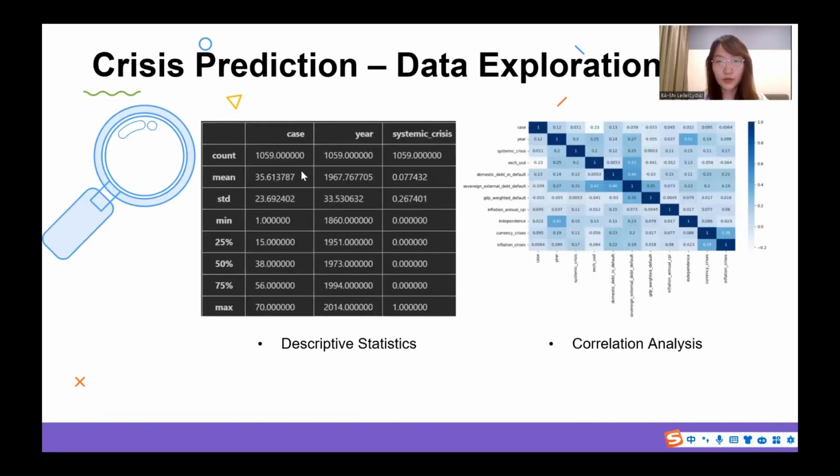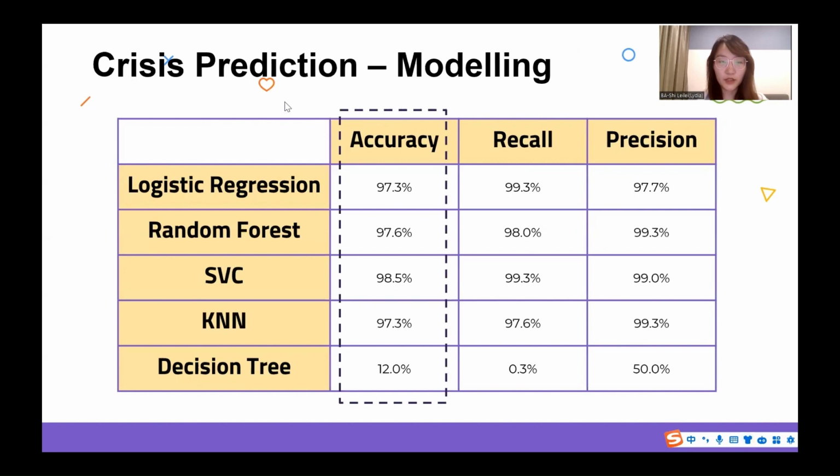First, we do some data exploration like descriptive statistics and correlation analysis to get initial insights of the data. And then we use logistic regression, random forest, SVC, KNN, and decision tree to model the data. And we can find in this prediction, SVC is the most accurate model, followed by random forest.